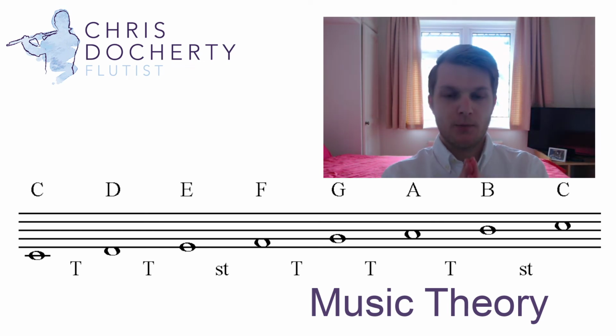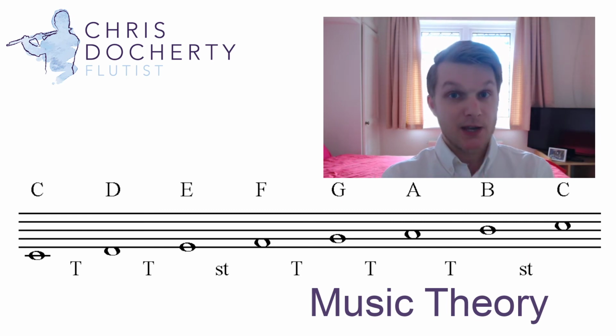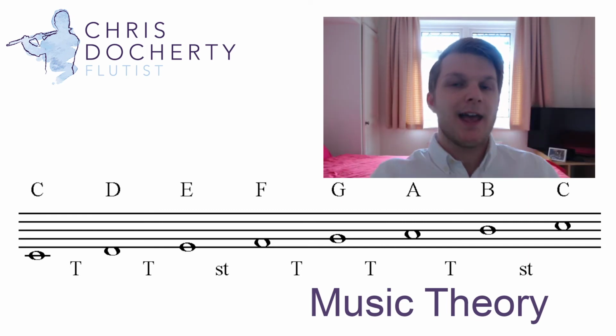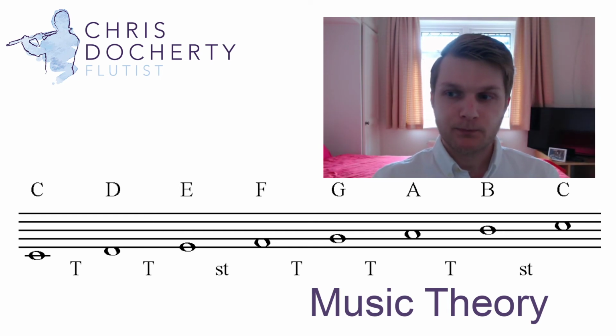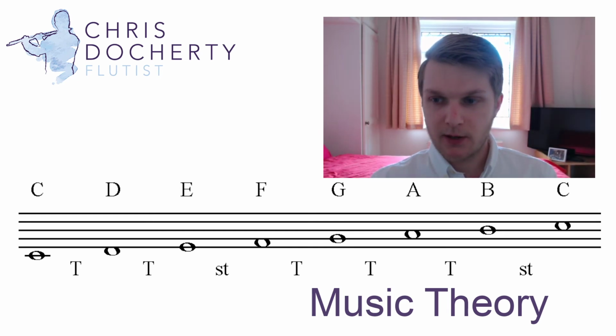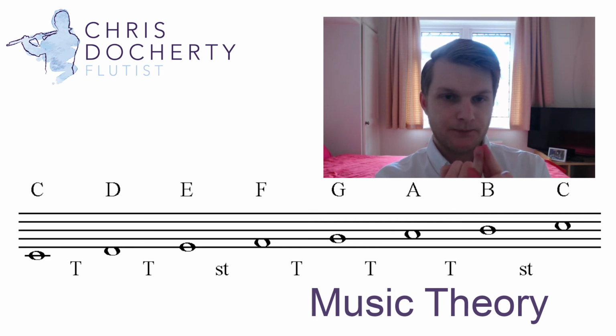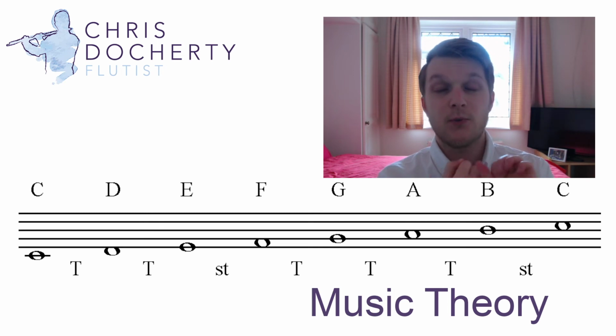Okay, so now that we've looked at major scales and we know that we can use this method below to create any major scale, let's now find a minor scale. Now there are two types of minor scale. There is a harmonic minor scale and a melodic minor scale. Now we're only going to concern ourselves with the harmonic minor today because the melodic minor is more confusing.